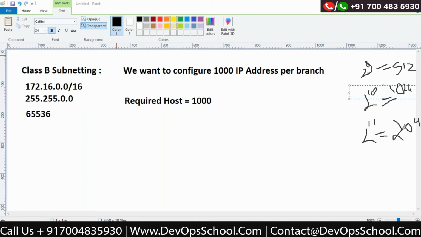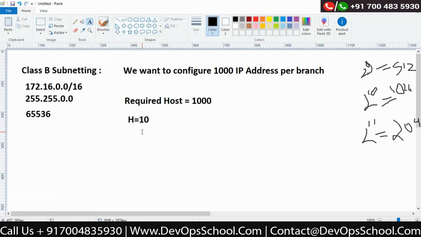Now how many hosts do I require? About 1000, so I believe 2 raised to 10 will serve my purpose. So my h would be 10. That would be my host bits. I have a total of 16 bits available for host, out of which 10 are actually required.